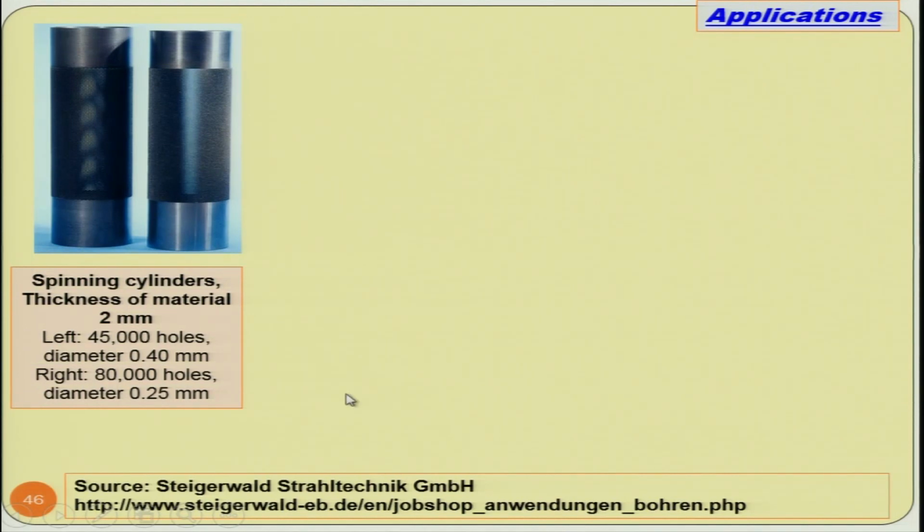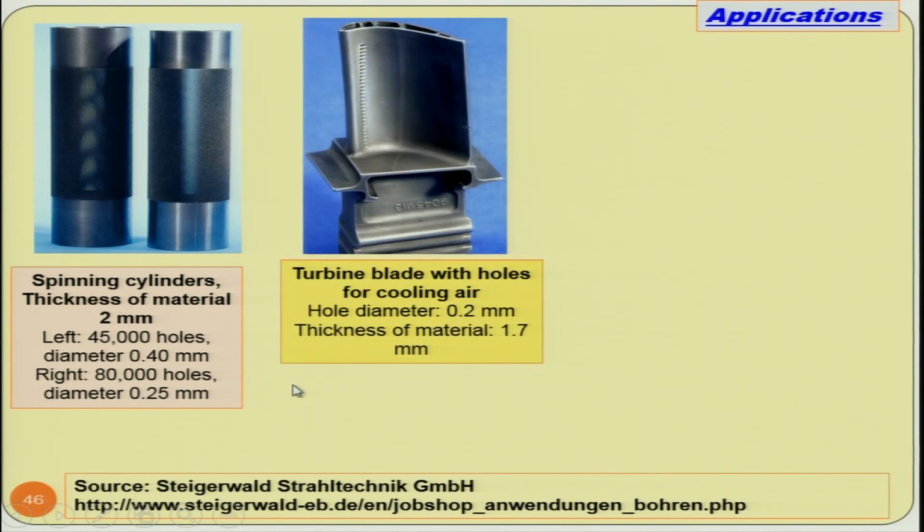Now, a spinning cylinder, thickness of material 2 millimeter. On the left hand side, 45,000 holes of 400 micrometer have been machined in this particular sheet, and 80,000 holes in this particular area of 0.25 millimeter, that is 250 micron. Now, you can think of how many holes and how fast they can be drilled. In a few minutes you can drill 80,000 holes.